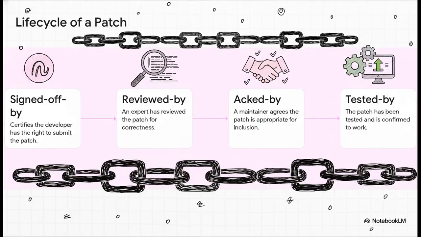So every single change, which is called a patch, goes through a very public process. As it moves along, it collects these little digital sign-offs that build what's called a chain of trust. It starts with a Signed-off-by from the developer, that's basically a legal certification. Then it might get a Reviewed-by tag from an expert, an Acked-by from a maintainer giving the final green light, and ideally a Tested-by tag from someone who actually confirmed it works. This public record is how you maintain quality with thousands of people contributing.